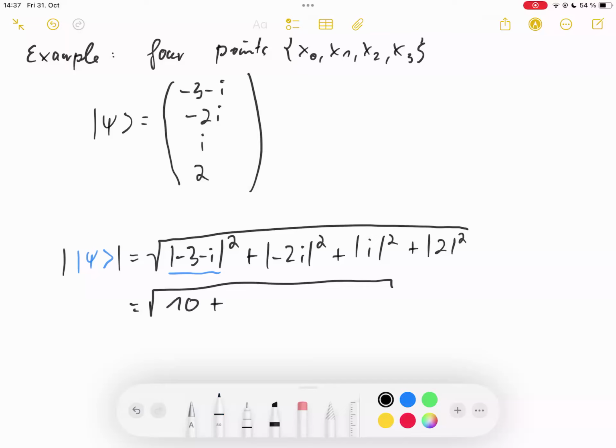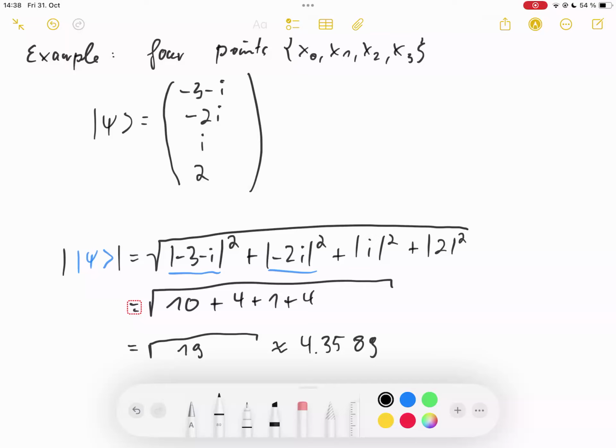What's the modulus squared of the next one? So that -2i. What's the modulus squared? 4. That's correct. And the i is 1. And then another 4. So what we got here is the square root of 19, which is approximately 4.3589. So we have just calculated the norm of a complex vector.